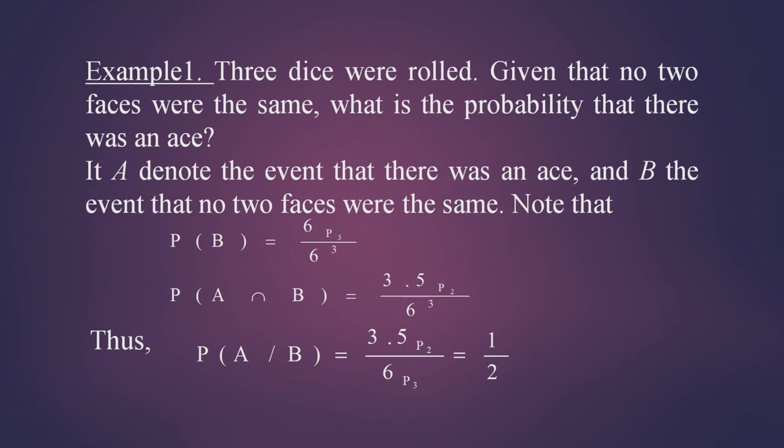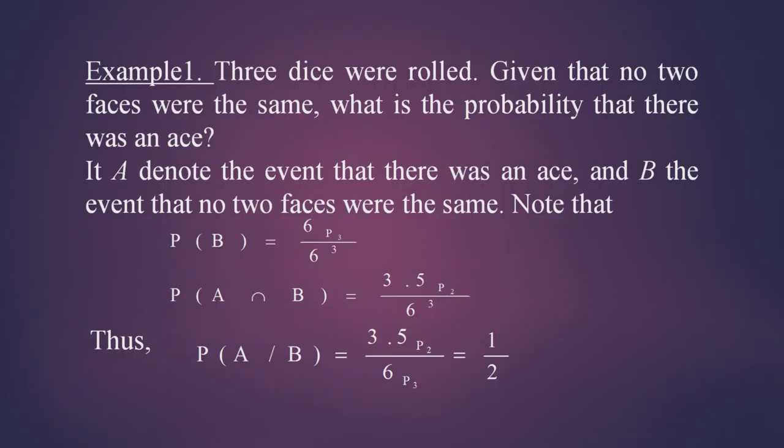Now, the probability of B will be 6P3, that is nothing but 6 into 5 into 4. Why is it this? What is B actually? B is the event that no 2 faces were the same. So, the first dice can give 6 outcomes. Now, one outcome has already occurred from the first dice. Once that occurs, the second dice will give 5 possible outcomes, because the number which has already occurred in the first dice is discarded from the list. So, that is why it will be 6 into 5.